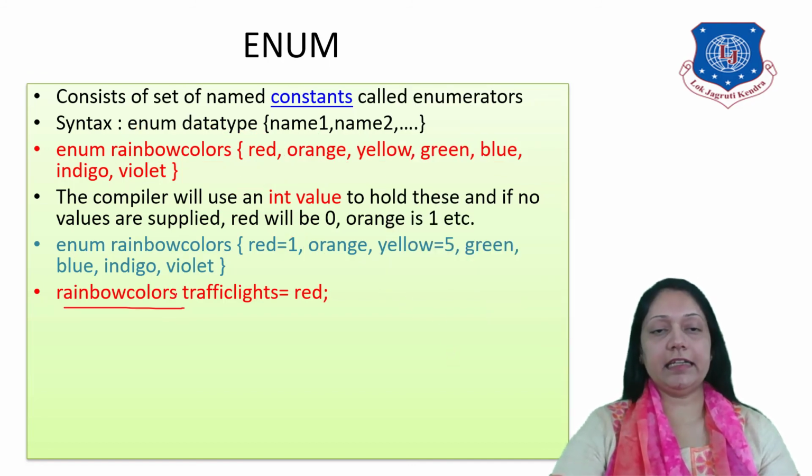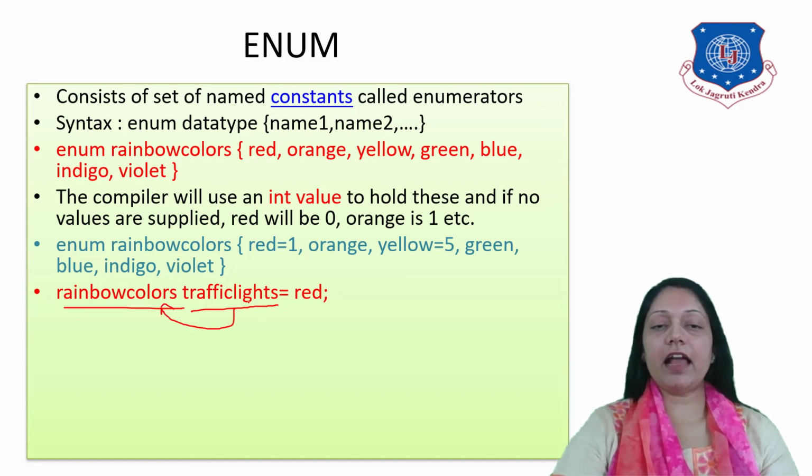So rainbow colors is my data type which has been created. Traffic light is my variable name, so traffic light is of data type rainbow colors. If I want to give any value to this traffic light, I'll use my assignment operator, so equal to red. I can have only these possible values in traffic light: red, orange, yellow, green, blue, indigo or violet. I cannot use any other color. So traffic light equal to red means red is assigned to this traffic light. It can be 0 or it can be 1, depending on what we have initialized.